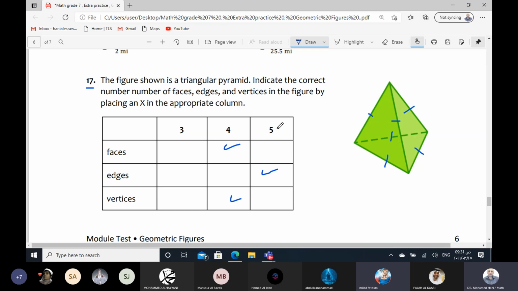So here we have it wrong. We can write six edges, not 5. Okay. And how many vertices? Count with me: 1, 2, 3, 4. So we can choose number 4. But we have it wrong in the edges, because here we have 1, 2, 3, 4, 5, and here we have the invisible line down at the back. So the edges will be 6 edges. Okay?